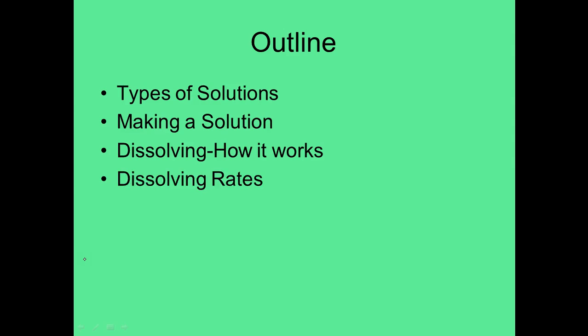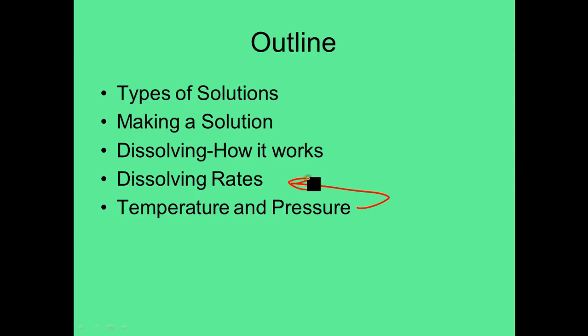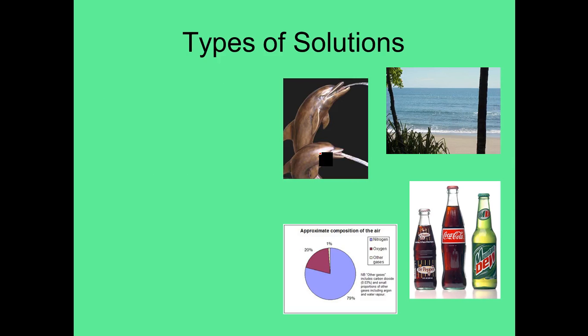Also then, the rate of reaction: how fast it dissolves, how slow it dissolves, and what affects that, which is related to the experiment we did yesterday. Also temperature and pressure. We'll talk about how that affects solutions, specifically how temperature and pressure affect the dissolving rates of specific things that are being dissolved. All right, so types of solutions.